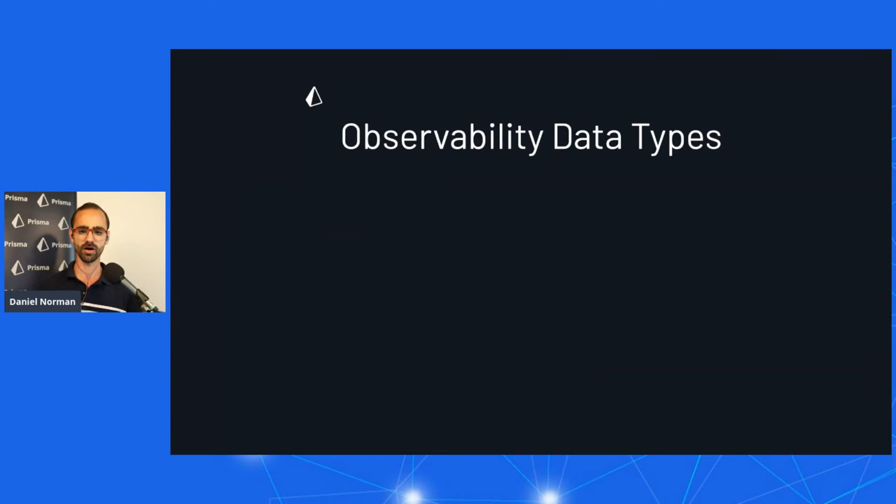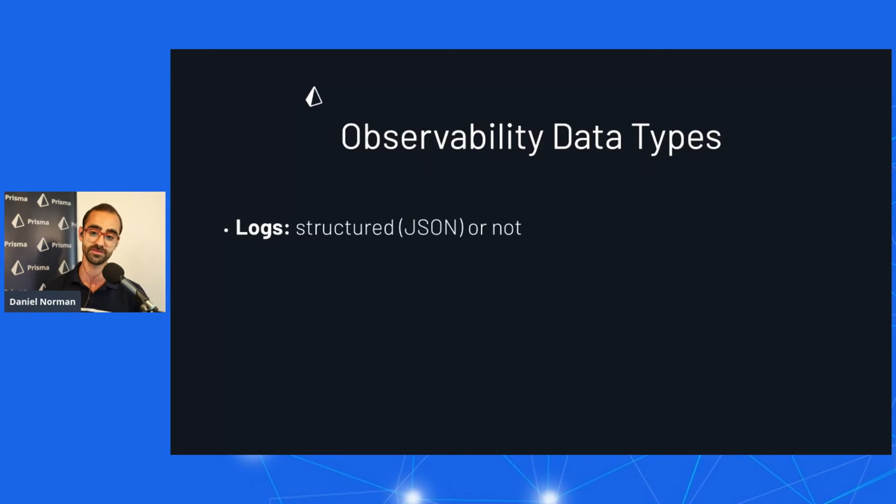Now, there are three main observability data types. The first one is logs, which can be either structured or not. Historically speaking, I think that most logs weren't structured, and then once JSON became a more popular format, it became more popular to use structured logging because you could run that and do a lot of interesting things with processing and push it to things like Kibana and Elasticsearch.